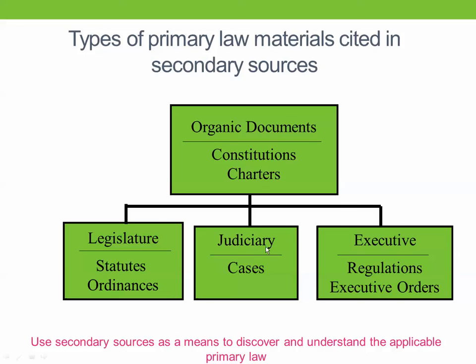In terms of judiciary issuing law, we're talking about case law. So again, secondary sources will reference case law for you. Executive branch will issue regulations. We may think about regulations from the EPA, for example, on the federal level. There may be also regulations dealing with environmental hazards from New Jersey, for example, from their state level.